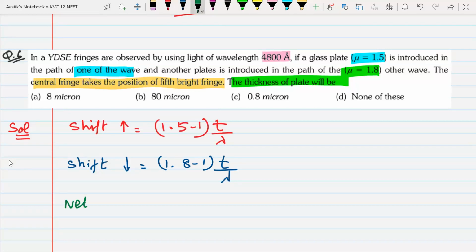Then you find the net shift. You subtract. Downwards is more, upwards is less. If you subtract, you will get 0.3 T by lambda. And the central fringe has shifted to the fifth maxima, so this will be equal to 5 times beta. Yes or no? Yes, sir.